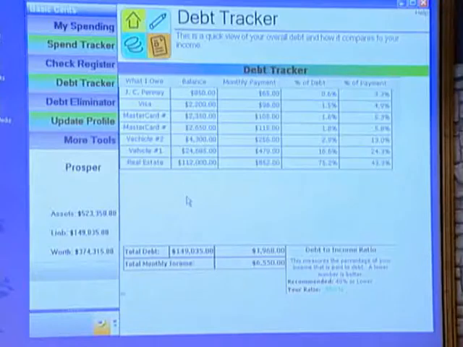This ratio of the family we put in here is 30%. That's what that number is right there. So it's 10% below what they recommend. It's still about 20% over what I recommend. So that gives you that information in the debt tracker.